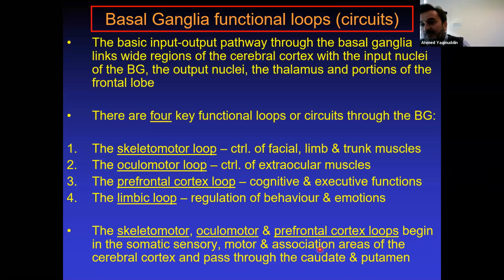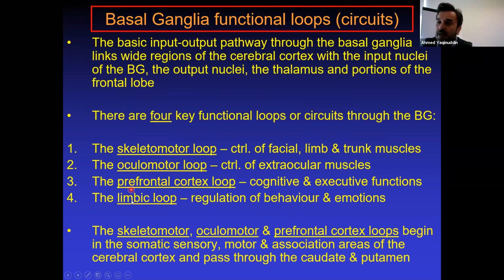The basic output pathways through the basal ganglia link various regions, and as we said, we only talked about the motor ones, which are the skeletomotor loop and oculomotor loop. So the control of facial, limb, and trunk muscles, and control of extraocular muscles. These are the motor effects, but it also has connections with the prefrontal cortex, which is important for cognition and executive function, and with the limbic loop, which is important for the regulation of behavior and emotion.